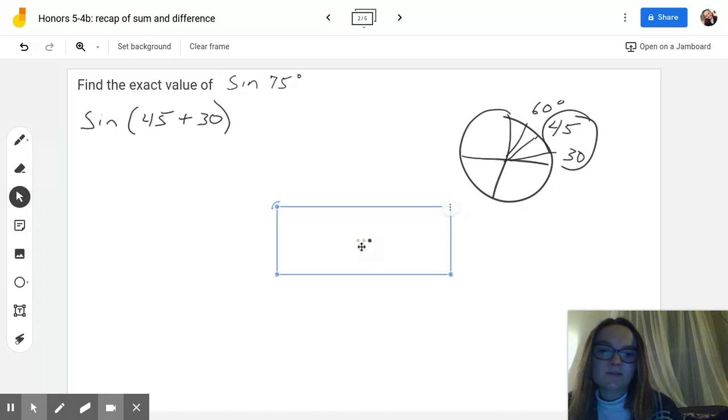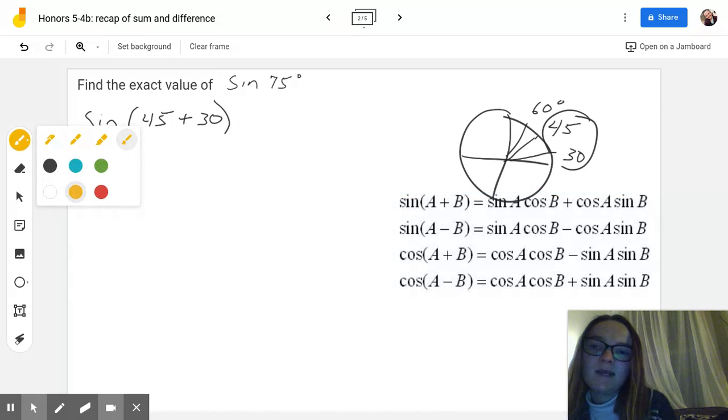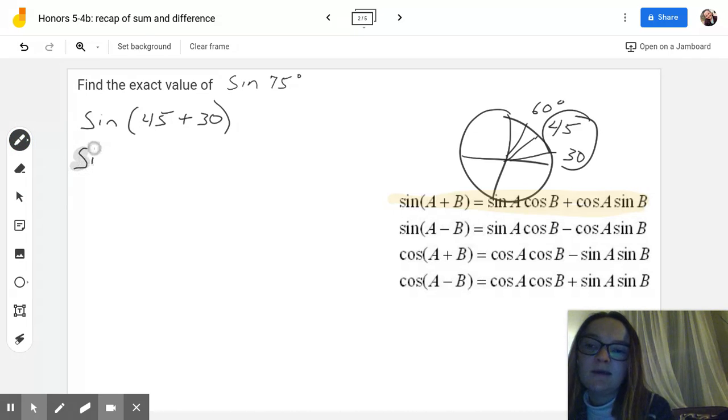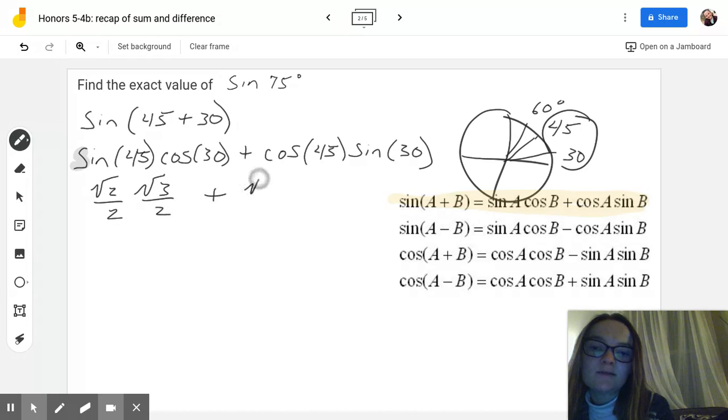After that, I want to use the sum and difference formulas. So let's find one that matches. Well, the sine of something plus something looks like the first one here. And so I'm going to rewrite this. This is going to be sine of A, which is 45, times cosine of B, which is 30, plus cosine of A, which is 45, times sine of B, which is 30. We're just going to use our unit circle to evaluate. Sine of 45 is radical 2 over 2. Cosine of 30 is radical 3 over 2. Cosine of 45 is radical 2 over 2.